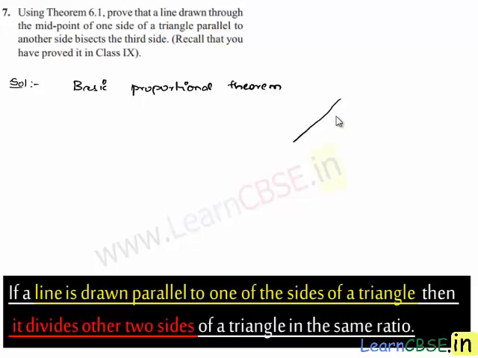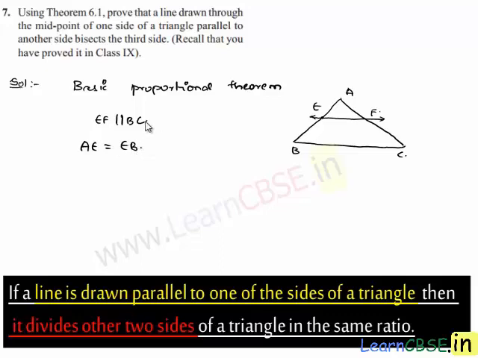So now let us consider a triangle ABC and let E be the midpoint of AB, and let us draw EF such that EF is parallel to BC. As E is the midpoint of side AB, we can say that AE is equal to EB.